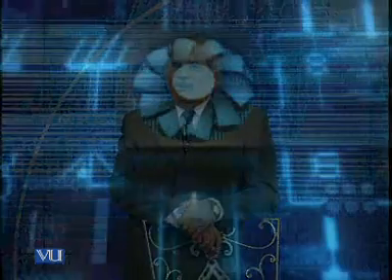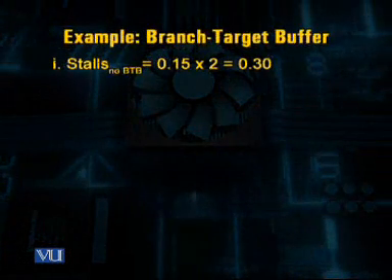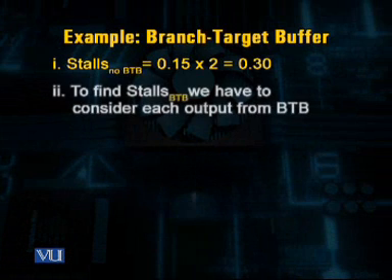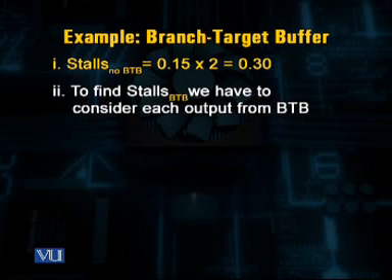And as we have already said, the penalty when there is no branch target buffer is equal to 2, and its frequency is 15%. Therefore, the number of stalls with no branch target buffer is equal to 0.15 multiplied by 2, which is equal to 0.30.